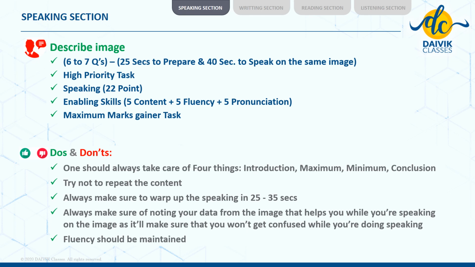And always make sure of noting your data from the image. That helps you while you are speaking on the image, as it makes sure you won't get confused while you are speaking. So noting is very important while doing this task. Always maintain your fluency and pronunciation as well as the content from the image to get the maximum score.